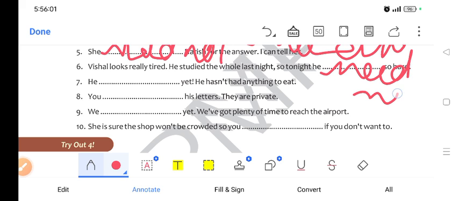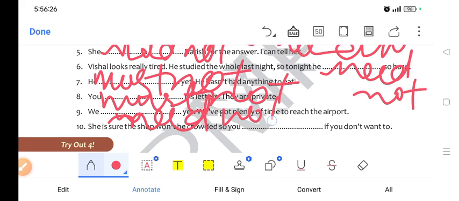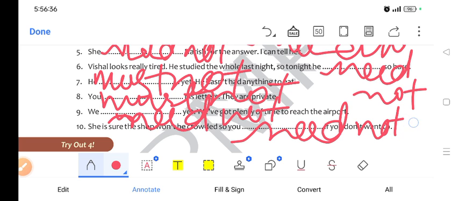Okay, need not. Next is, he must not work yet. So we'll write here must not work yet. He hasn't done anything to eat. You must not read his letters. So we'll write here must not read his letters. We need not leave yet. We need not leave. She is sure the shop won't be crowded, so you need not go. Need not go.